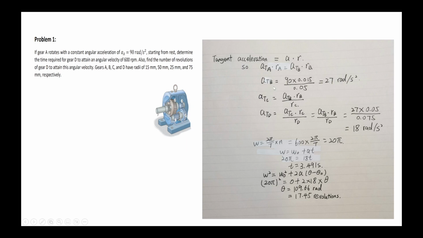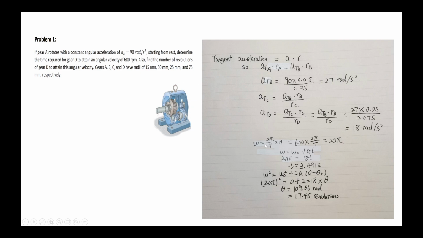And from this graph, we can know the tangent acceleration of gear B is equal to 90 times 0.015 divided by 0.05, which is equal to 27 rad/s². And according to the structure, we can get the tangent acceleration for gear D, which is equal to 18. So from the question we can know that the angular velocity of gear D is equal to 600 RPM.